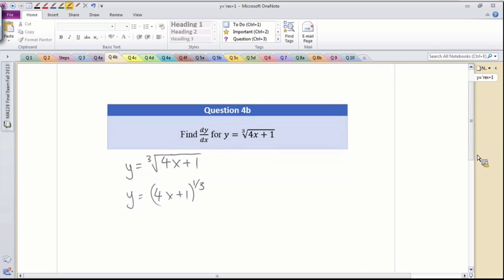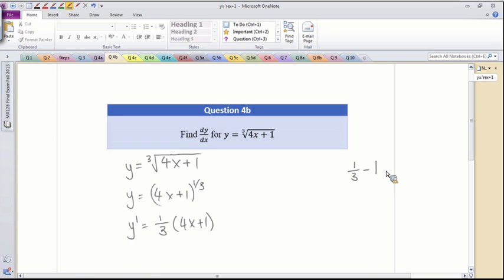I didn't find the derivative just yet. I'm just changing the function into a form that I can use the power rule or the chain rule or whatever it is. So y is equal to (4x + 1)^(1/3). So y prime is equal to the chain rule, just like we did in question 4a. We'll bring down the exponent, multiply by that, and subtract 1 from 1/3. I'll do this on the side, just in case you forgot your fraction rules.